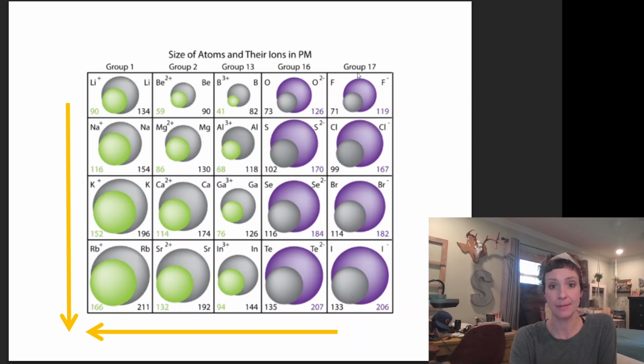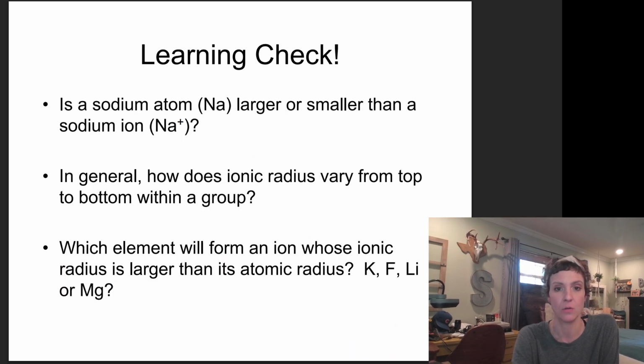Now over here, for my nonmetals, the ion is this purple. The neutral atom was this gray. So to become an ion, he goes from gray to purple. By gaining that electron, you get bigger, which is really cool and really exciting.